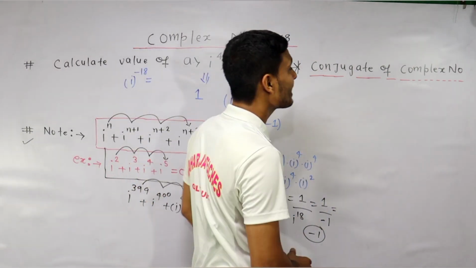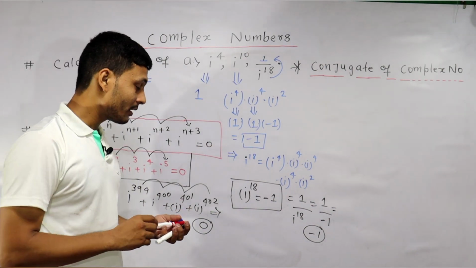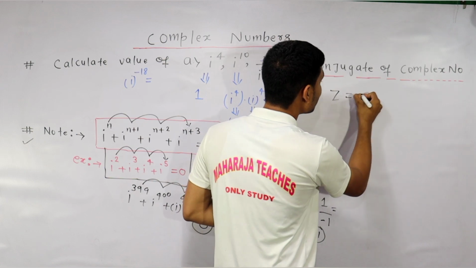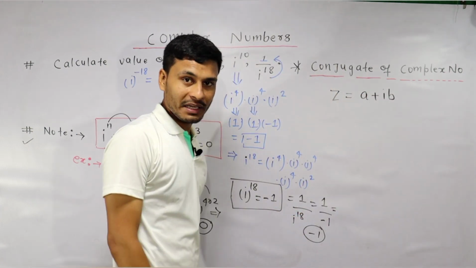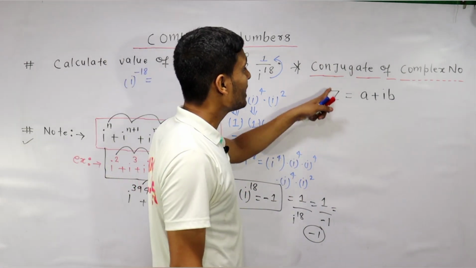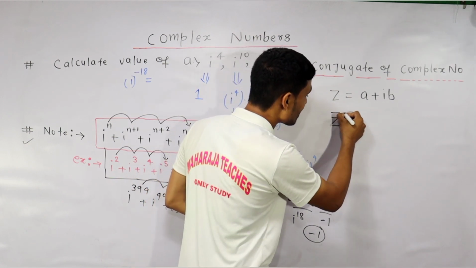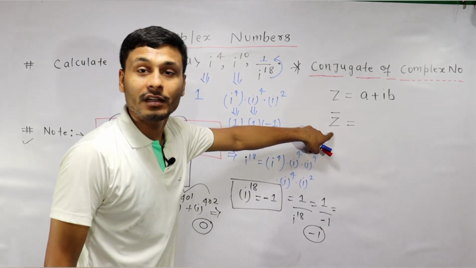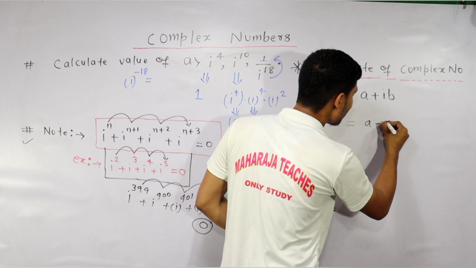That is the conjugate of a complex number. Here we know that a complex number is represented by Z, that means a plus iota b, is called a complex number. You know all that. But thereafter the conjugate of a complex number is represented by Z bar. Z bar is called the conjugate of a complex number, and its value is equal to a minus ib.